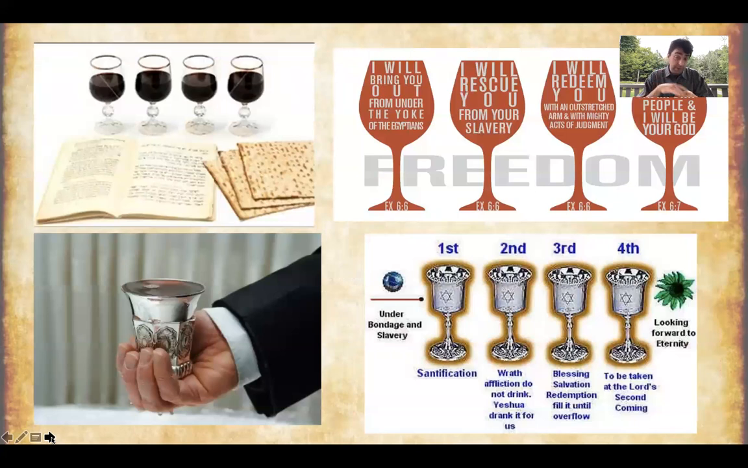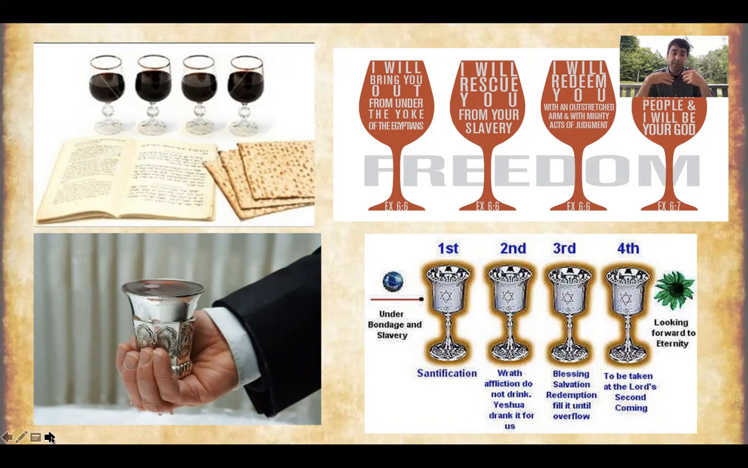Okay, so here's just a little slide about these 4 cups that are drunk at the Passover meal. You see at the top left there, 4 glasses of wine are incorporated into the Passover Seder meal. There's a specific prayer that you say while you hold the cup in your palm, like the guy is holding it on the bottom left there. And each cup is meant to commemorate one of these promises from Exodus 6. I will bring you out, I will rescue you, I will redeem you, and you will become my people, and I will be your God.